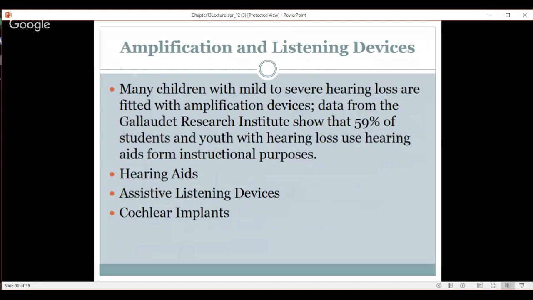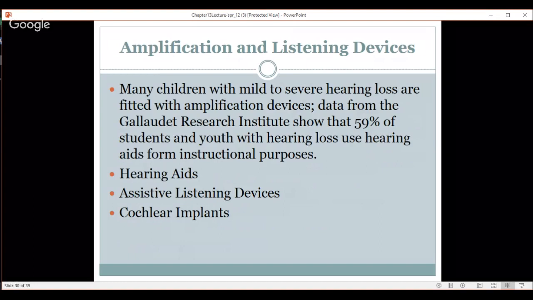The most commonly used assistive listening device, or ALD, is called an FM system. It's a personal amplification system that can be used independently or with a hearing aid. It's helpful in both noisy situations and with distant speakers or signals.